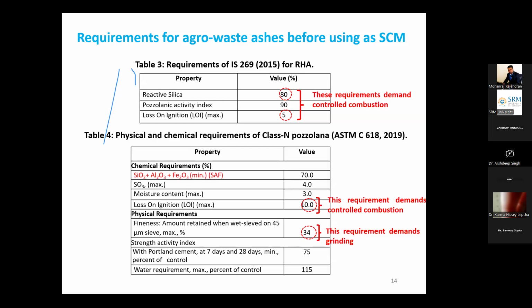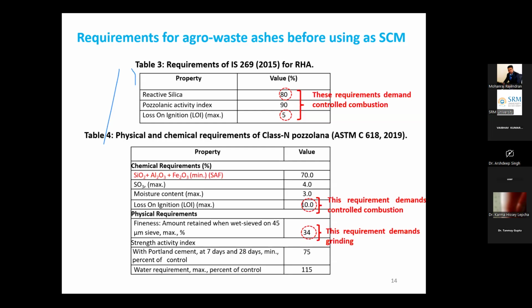And then physical and chemical properties in table 4, these are the guidelines which are set by the ASTM C618 for the class N or pozzolanic materials. So we can see here that percentage of silica, alumina, and iron oxide should be 70%. Then loss on ignition here is 10% instead of 5% in Indian code. So it is a bit relaxed, we can say. Then fineness requirement is there, that 66 percentage of particles should pass through 45 micron sieve. So this requirement basically demands grinding of the material.